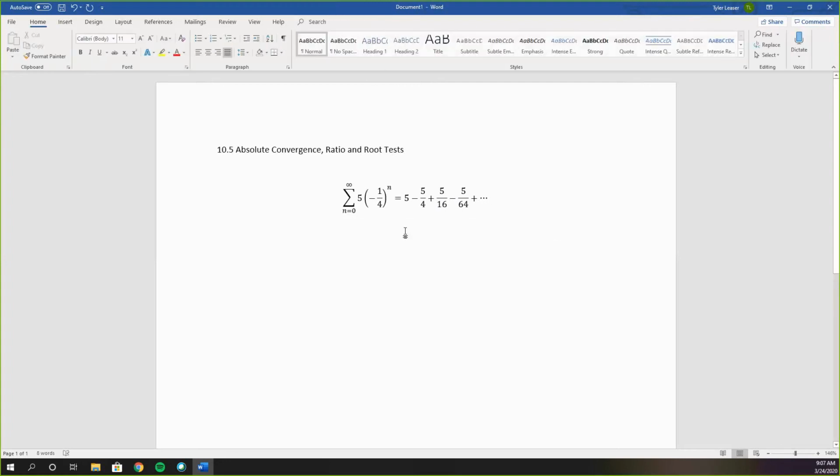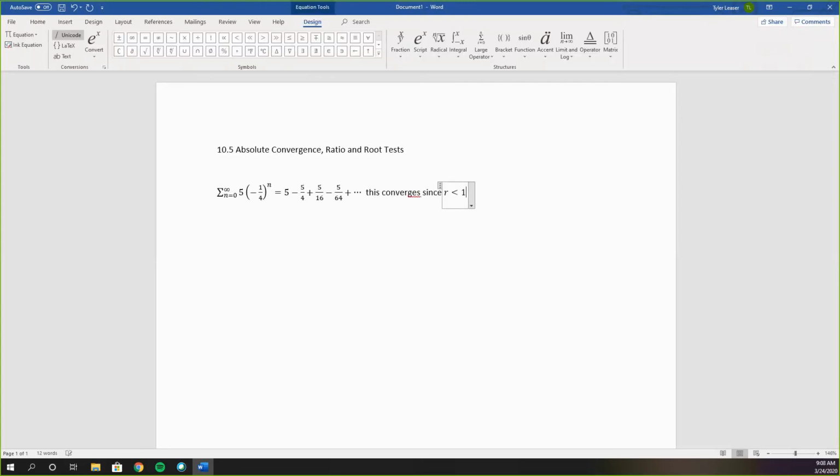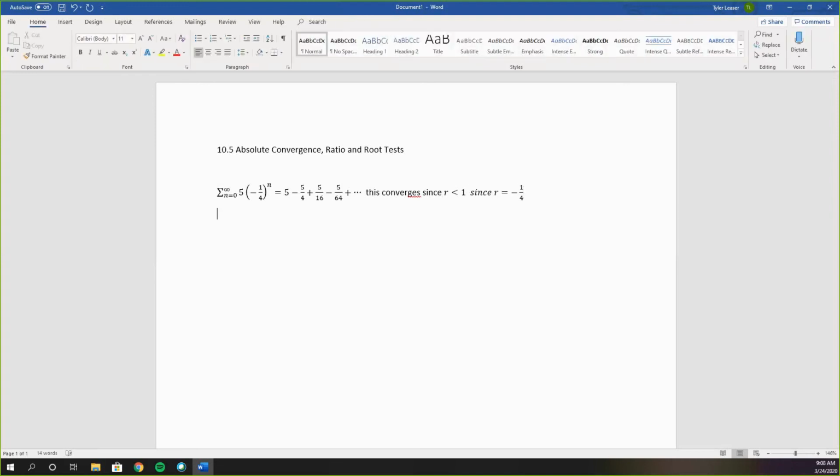Okay, so this is a series that we've seen before. This is just a geometric series. So from the geometric series, we have our a value, and we have our r value to the n. This does converge, since our r value here is less than 1 in absolute value, since our r is equal to that negative 1/4, which is fine. Remember, it can be negative. It's really the absolute value of r that has to be less than 1 for this to converge.